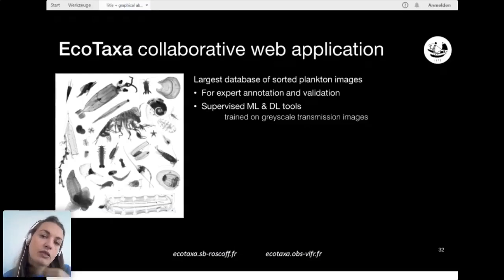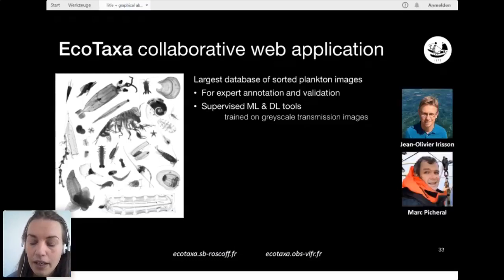For registered users, we can upload our image data. They're also similar to what I presented, machine learning and soon also deep learning tools implemented to help with an initial rough classification of the images. However, these are trained on grayscale transmission images, and you see there are currently 2 instances running of Ecotaxa, which focus on slightly different imaging modalities. The one in Villefranche is the main one, and it's maintained by Jean-Olivier and Marc.